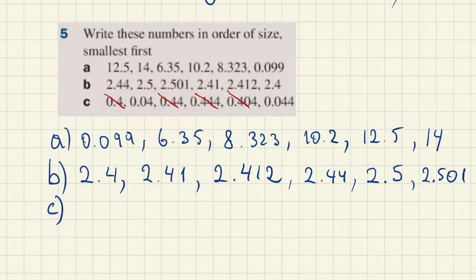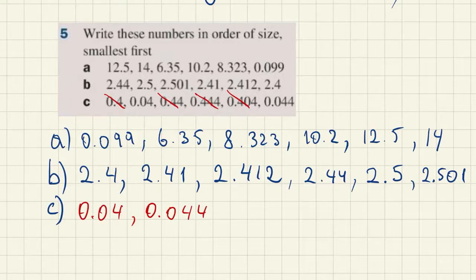So the candidates for the smallest number are 0.04 and 0.044. And as I told you before, you have to look at the number which has the least digits in it, because we can make it 0.040. And 40 is obviously less than 44. So we write 0.04 as our smallest number. And next one is 0.044.